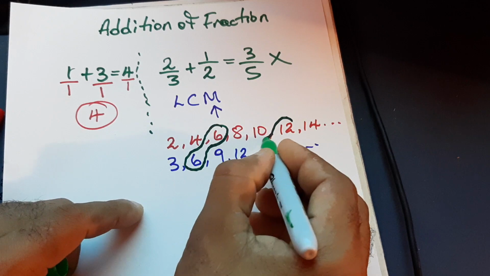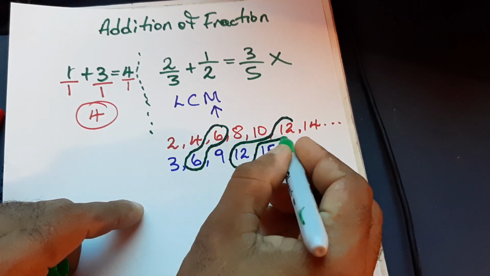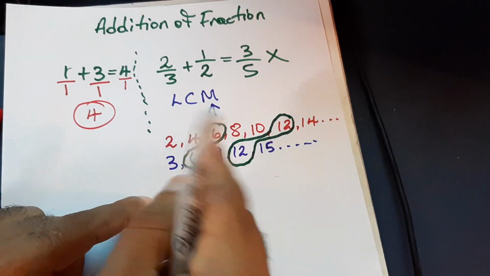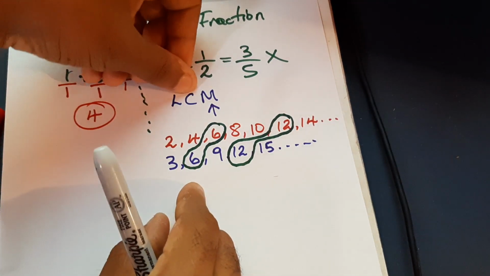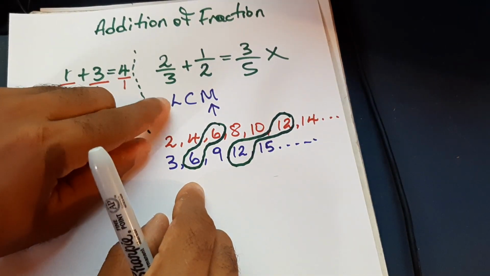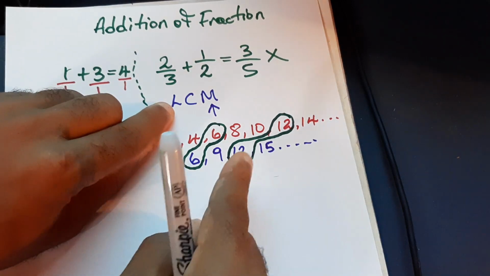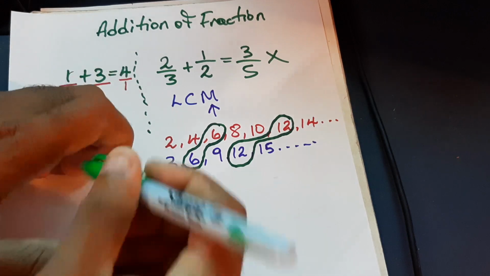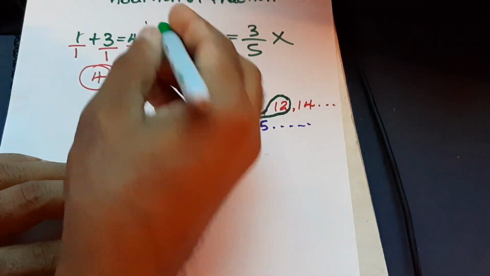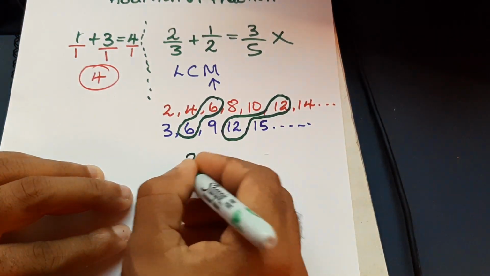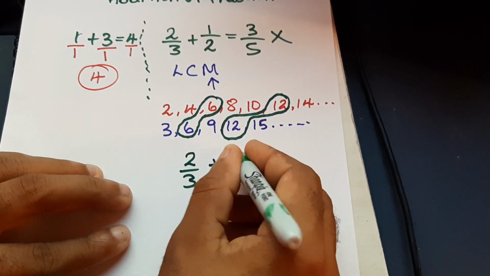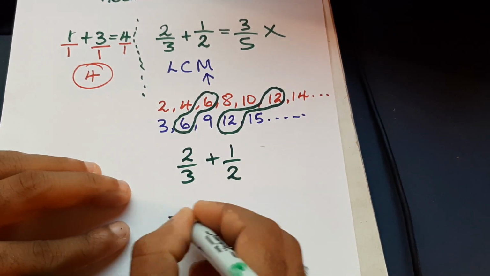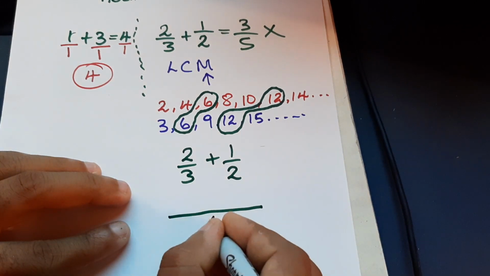And what is also common? 12 is also common. So what we just did, we found the multiples, then we found the ones that are common, but which one do we need? We need the lowest. 12 wouldn't be the lowest, 6 would be the lowest. So I'm going to rewrite the question down here. I'm going to have 2/3 plus a half. The LCM for 2 and 3 is 6.